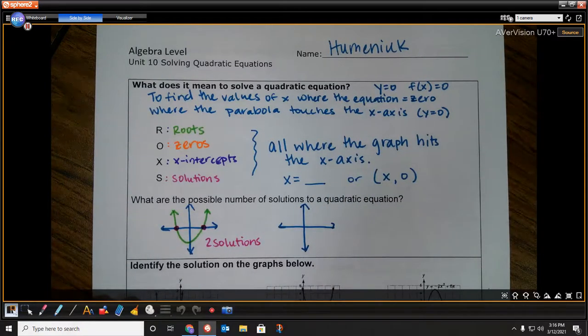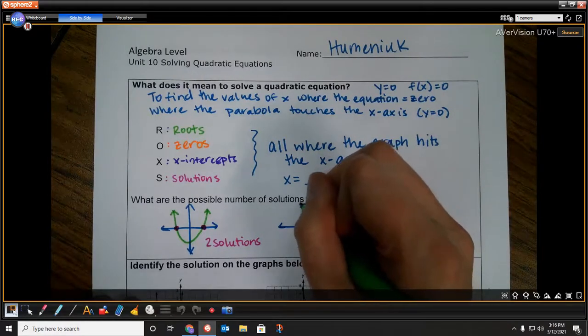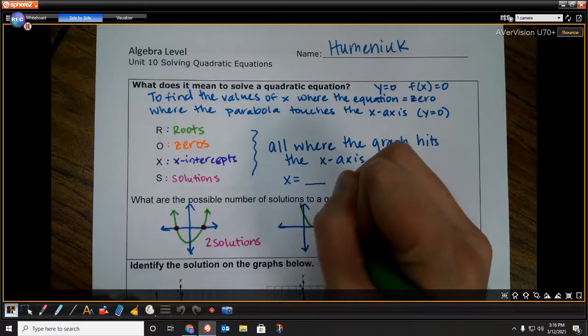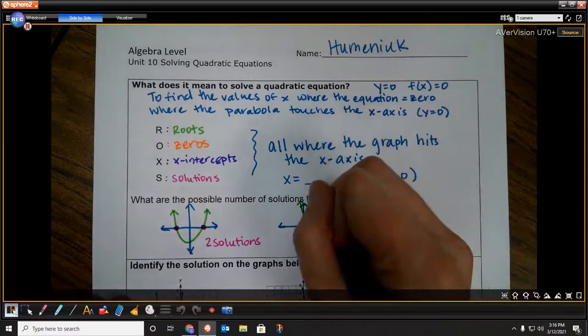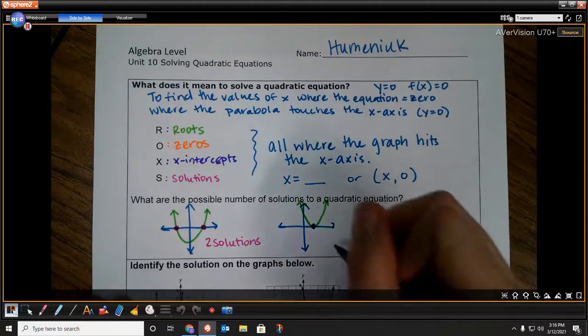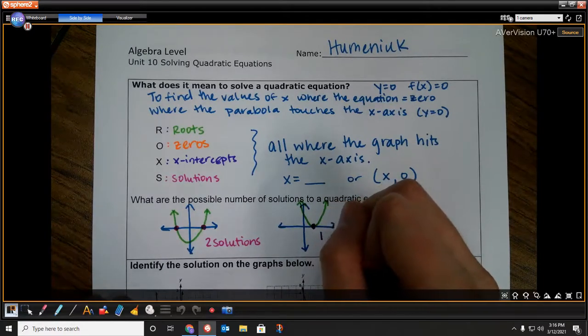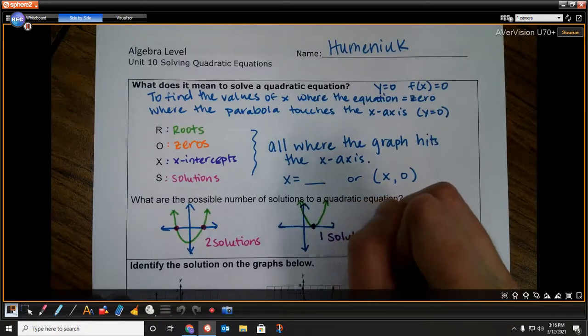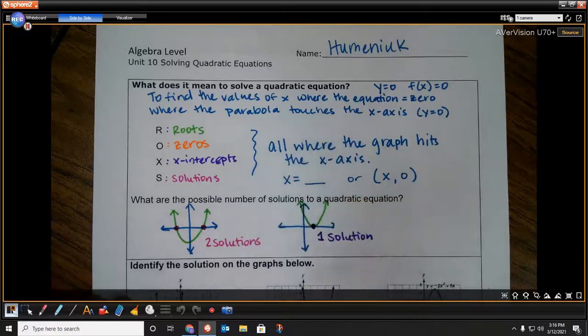In another case, let's say our parabola hits our x-axis one time. The vertex is right on the x-axis. If that is the case, if our vertex is just right on the x-axis, then in this case we have one solution, or one root, right? So this would just be one solution, okay? I'm going to write it as a number 1 so you're not confused.